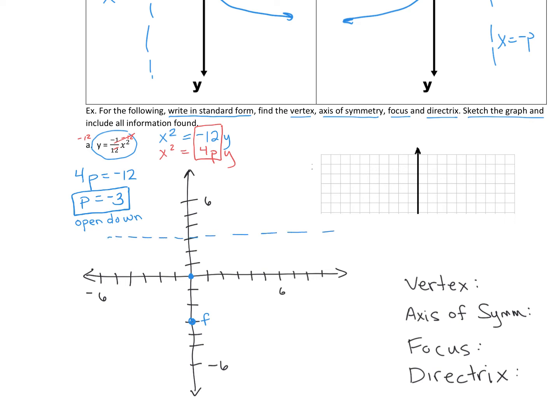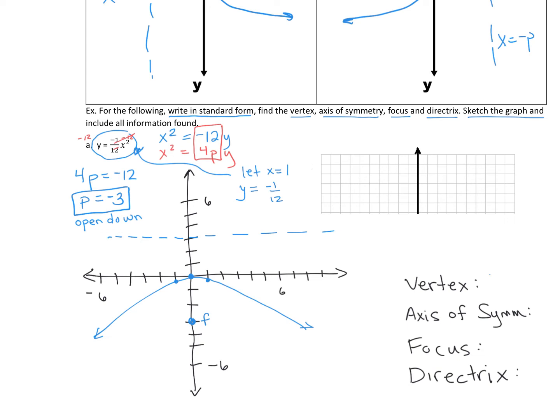Now it's nice to have maybe just one more ordered pair. So let's let x equal 1, just so we know how wide this is. If we let x equal 1, and I plug it into the original, I get y equals negative 1/12. So I plugged that in right here, and so 1, negative 1/12. So this is a pretty darn wide parabola, but you can see what's going on here.